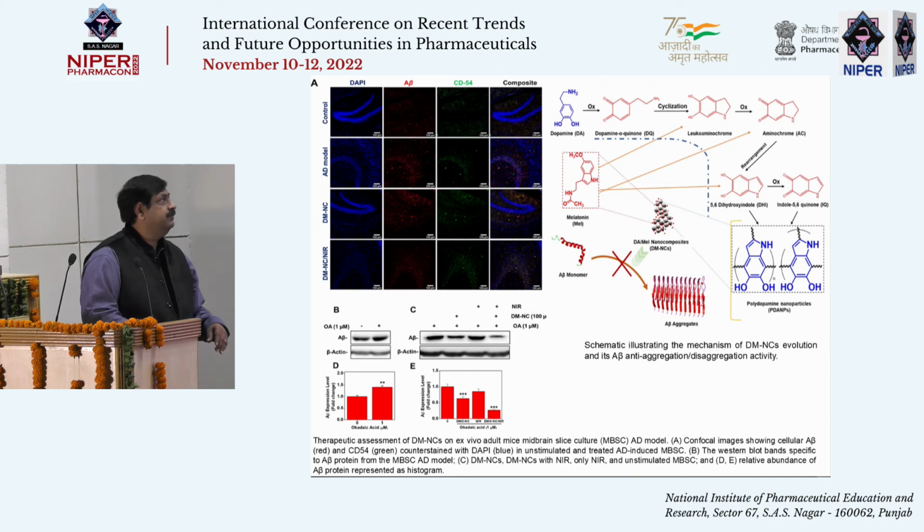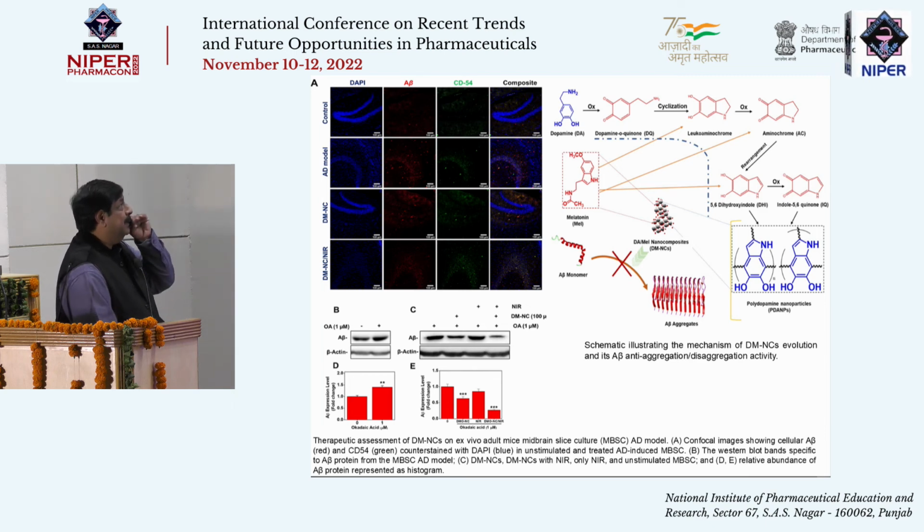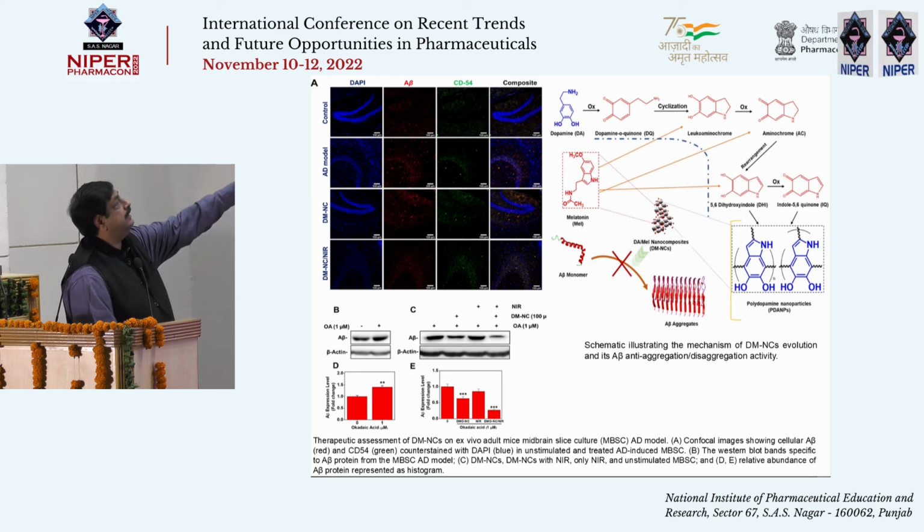We have also done the mouse brain slice culture, where we can see the amyloid beta treatment depositing that plaque within the mouse brain culture, and there is also activation of the microglia. That is reduced, and NIR shining completely abrogates them.